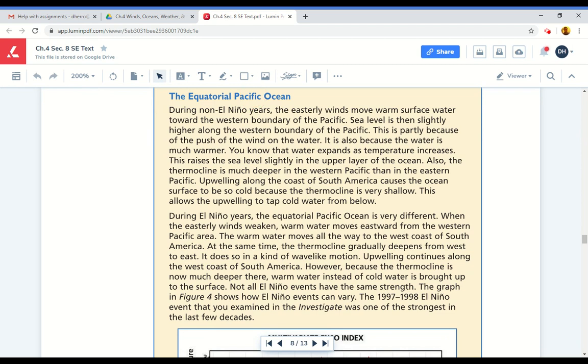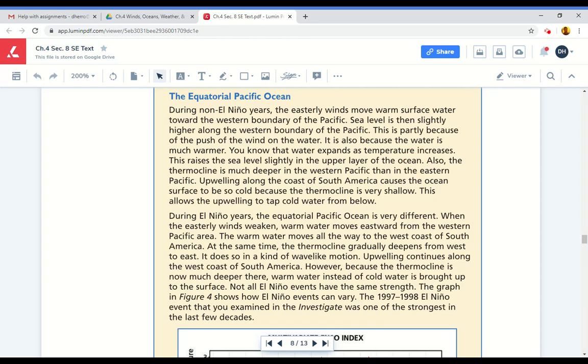The equatorial Pacific Ocean. During non-El Niño years, the easterly winds move warm surface water toward the western boundary of the Pacific. Sea level is then slightly higher along the western boundary of the Pacific. This is partly because of the push of the wind on the water. It is also because the water is much warmer. You know that water expands as temperature increases. This raises the sea level slightly in the upper layer of the ocean.